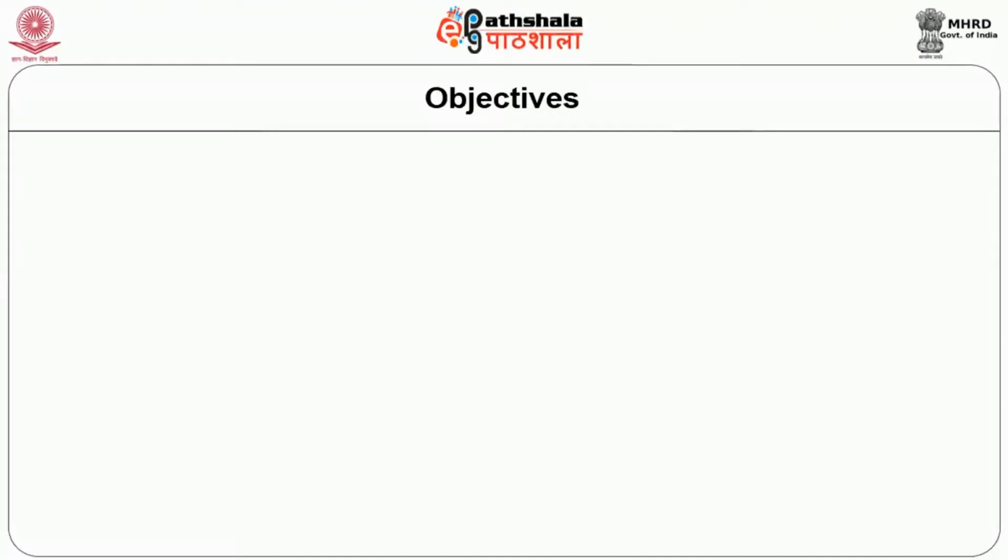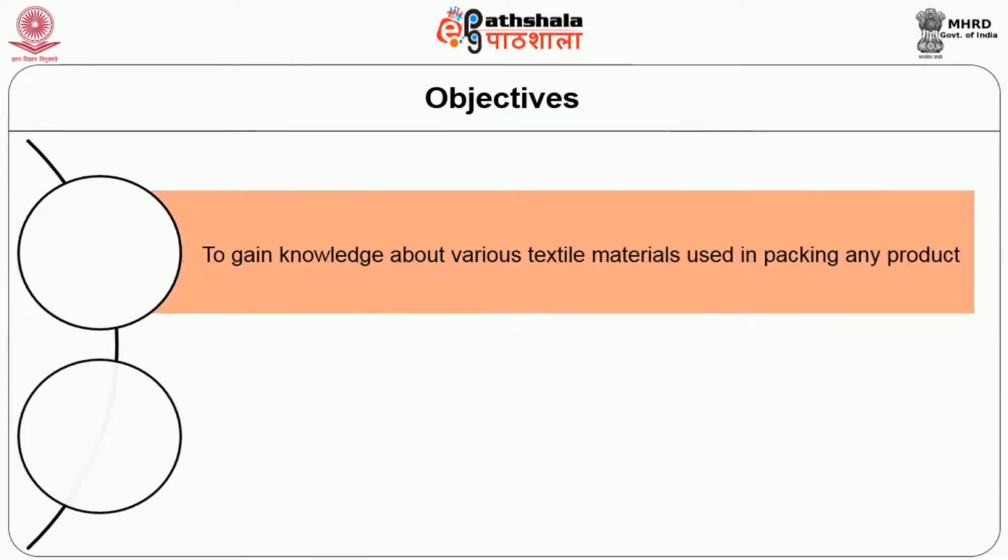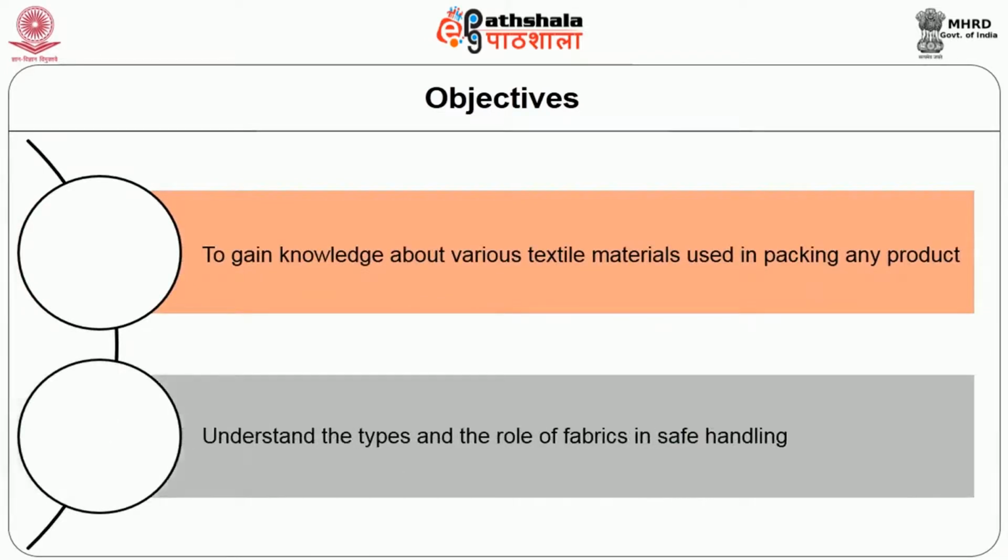This industry started right from basic jute material which was used as sacks, and today you find we are able to have high-end polypropylene material used for packing textiles. The major objectives of pack textiles is to gain knowledge about industrial material used in packing any product and to understand the role of fabrics for safe handling.